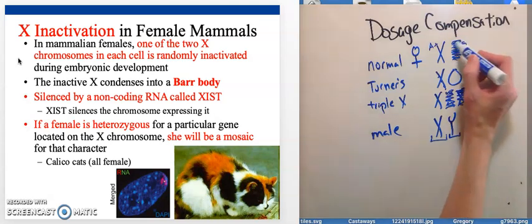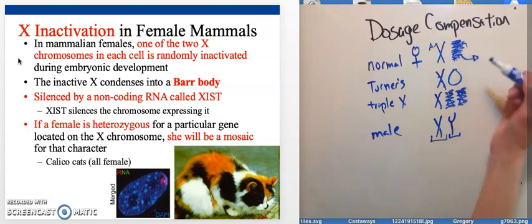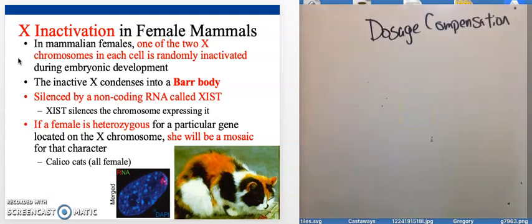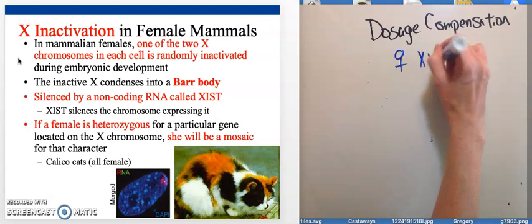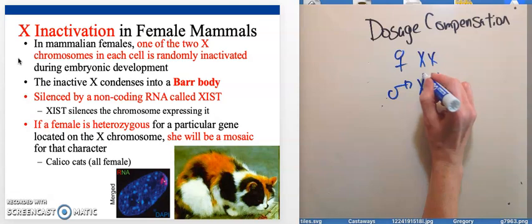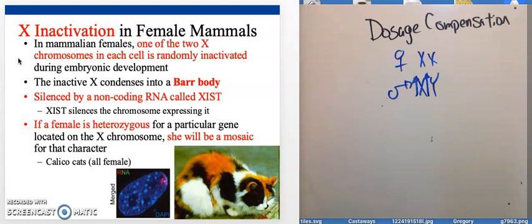Now, probably this X inactivation is actually slightly leaky. There are some genes that escape X inactivation and are still expressed, which lead to some subtle differences in males versus females. Interestingly, other organisms do dosage compensation in different ways. In fruit flies, for example, females are XX and males are XY. But in fruit flies, what they do is they double the amount of gene expression from the X chromosome in the males so they catch up to the females.